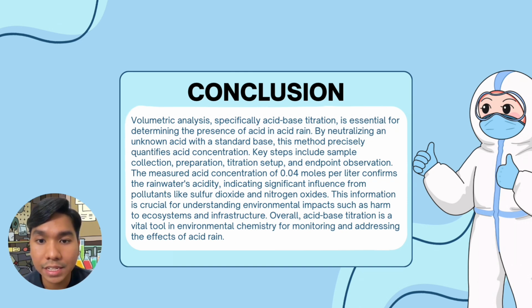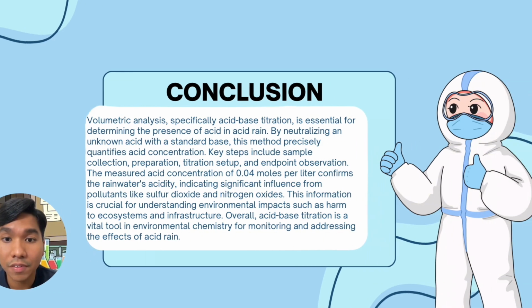The measured acid concentration of 0.04 moles per liter confirms the rainwater acidity, indicating significant influence from pollutants like sulfur dioxide and nitrogen oxides. This information is crucial for understanding environmental impacts such as harm to ecosystems and infrastructure. Overall, acid-base titration is a vital tool in environmental chemistry for monitoring and addressing the effects of acid rain.